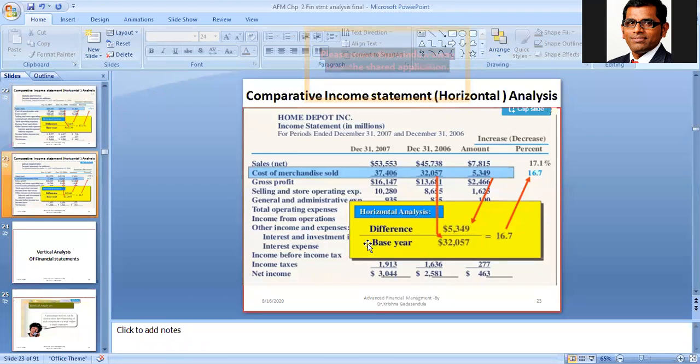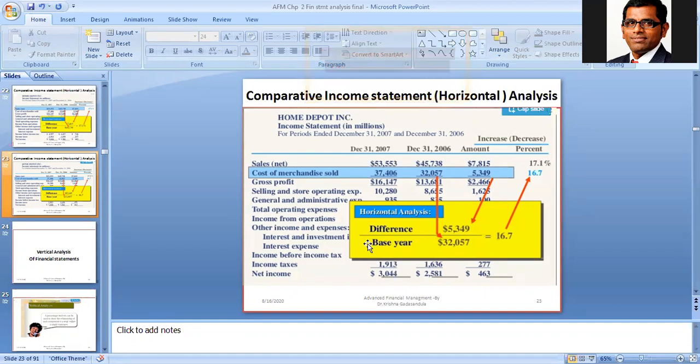And I think I may give you an individual assignment based on this horizontal and vertical analysis. I may ask you to take any company's balance sheet and income statement, and you try to calculate the horizontal and vertical analysis, and you have to submit the interpretation as your individual assignment. I'll tell you after this class how to do that.